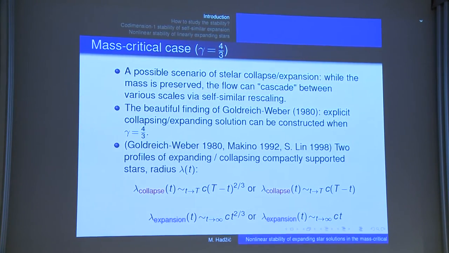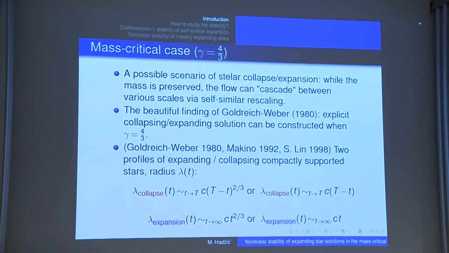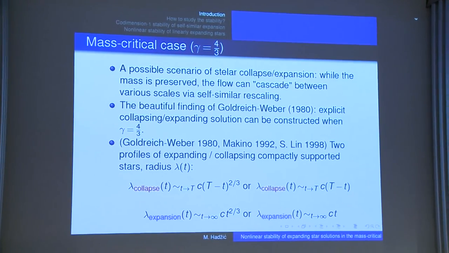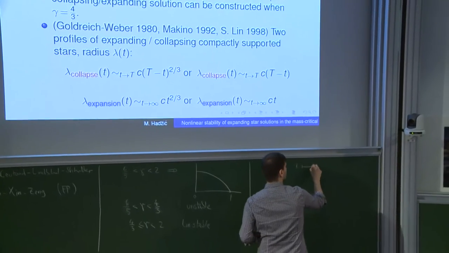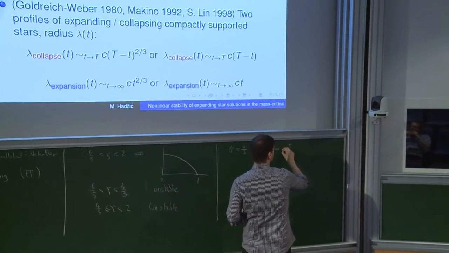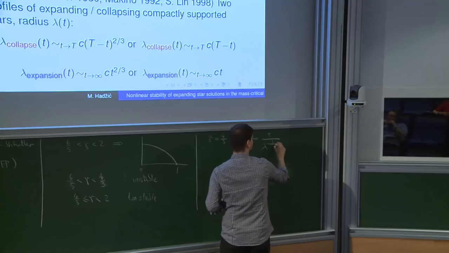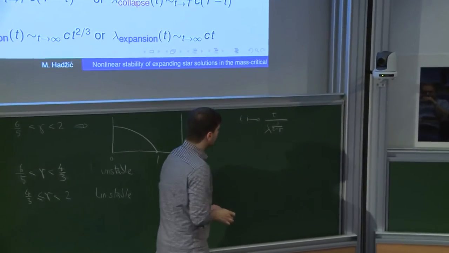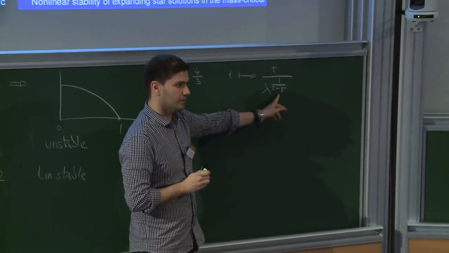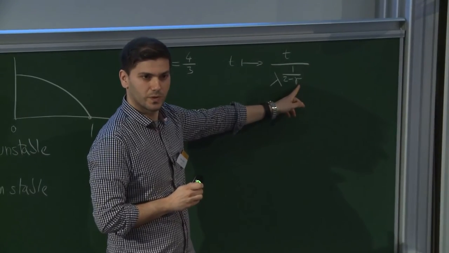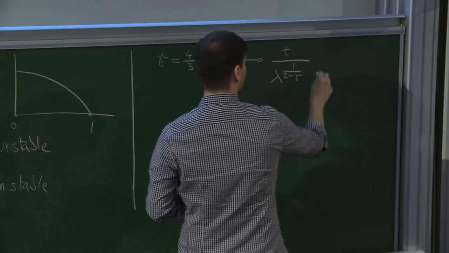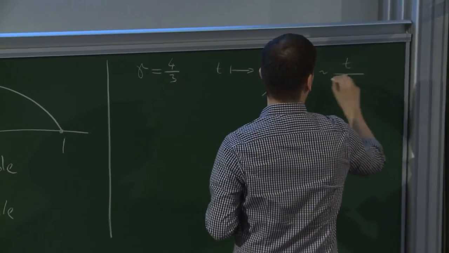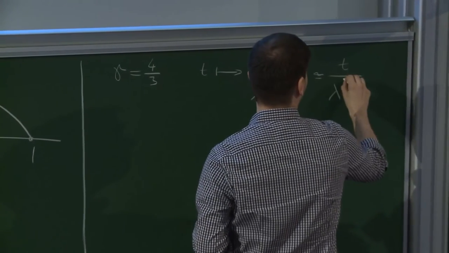And now let me do some computation. So if gamma equals 4/3, and if my self-similar rescaling is this, you can work out what this coefficient is here. So 2 minus 4/3 is 2/3. 1 over that is 3/2. So this becomes p over lambda to the power 3/2.